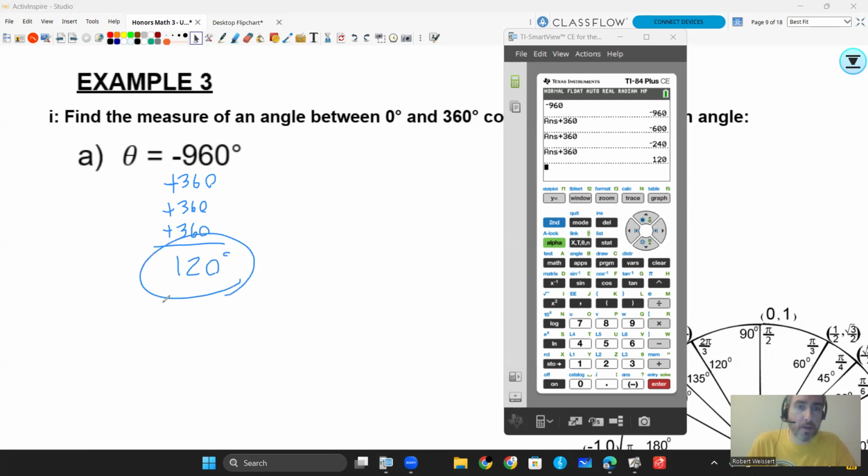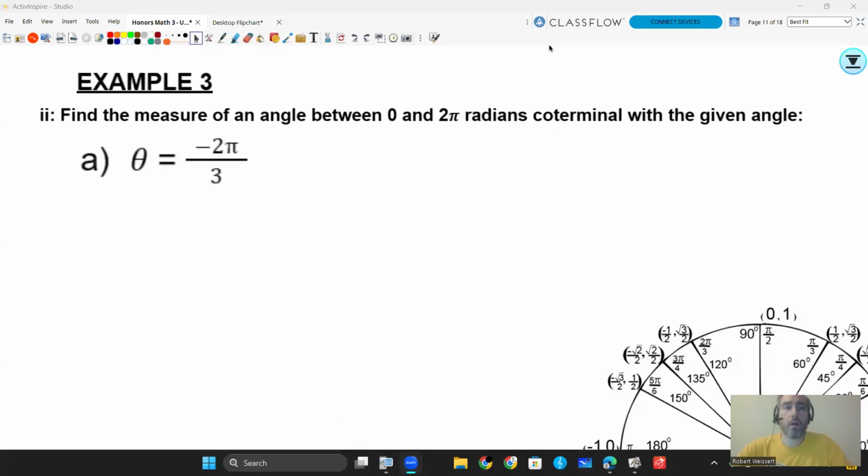Once you have gotten your number between 0 and 360, you've answered the question. Now we're going to want to do this with radians as well. There's a couple approaches with this. One approach is you could get the radians converted to degrees and use it, just adding 360 and subtracting 360. The benefit of doing that is it's a little bit easier to comprehend. The drawback is it's going to take longer.